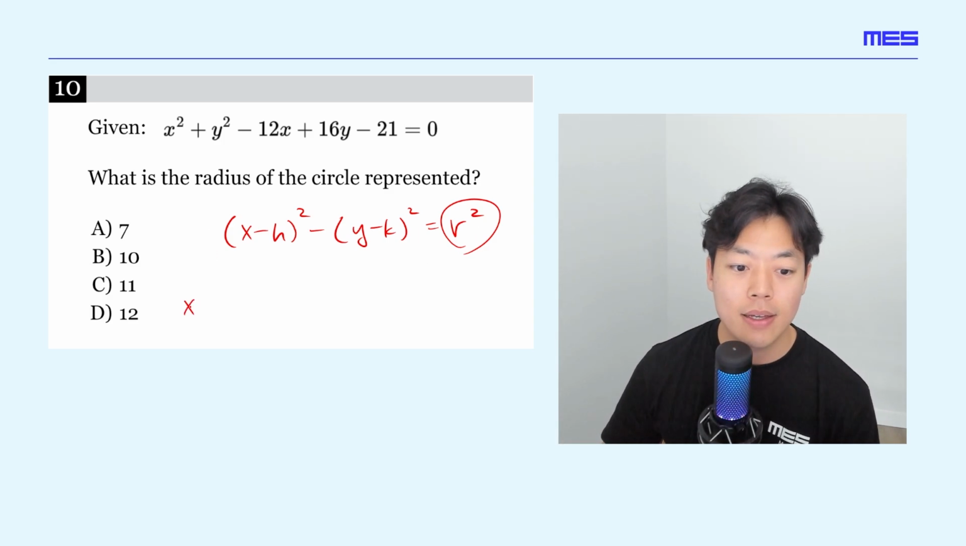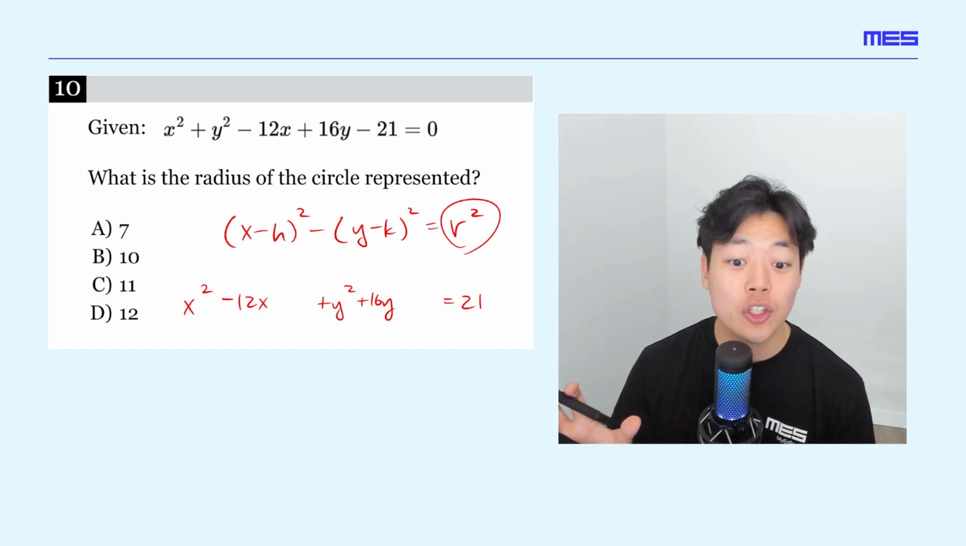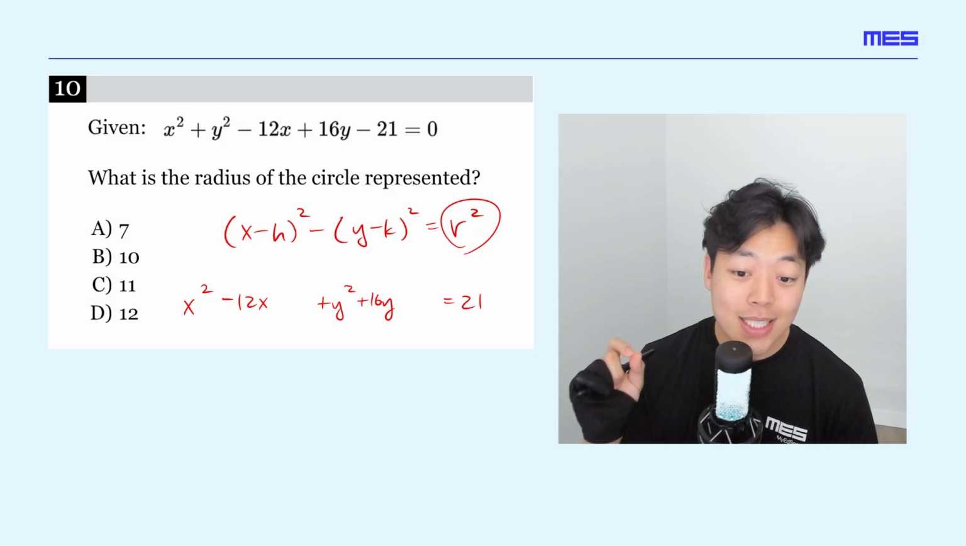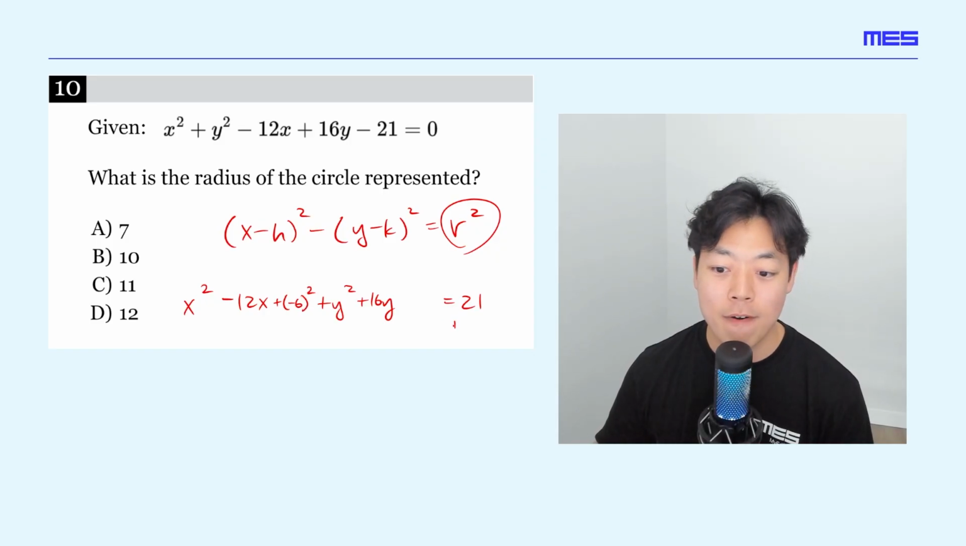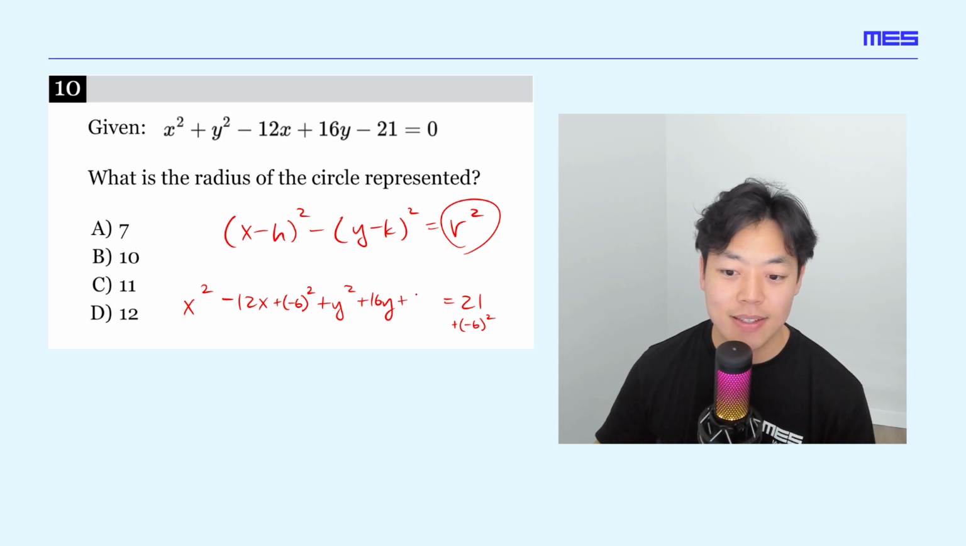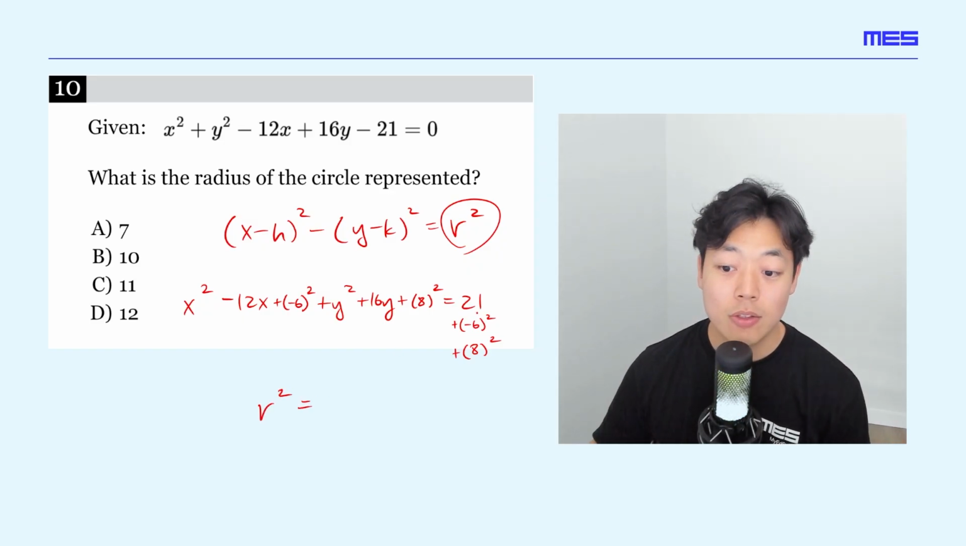So let's go ahead and put this in terms where we are able to complete the square. I moved this negative 21 to the other side. Everything else I just structured and organized so that the terms that are similar are together. Now from here, half of negative 12 is negative 6, and we're going to be adding a negative 6 squared. Therefore, I'll be adding a negative 6 squared here. Half of 16 is 8, and so I'll add that on this side as well. So now, r squared is equal to 21 plus 36 plus 64.